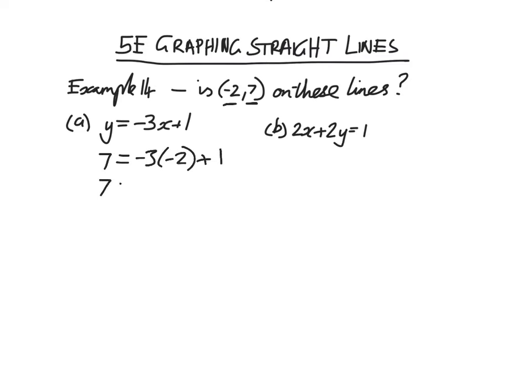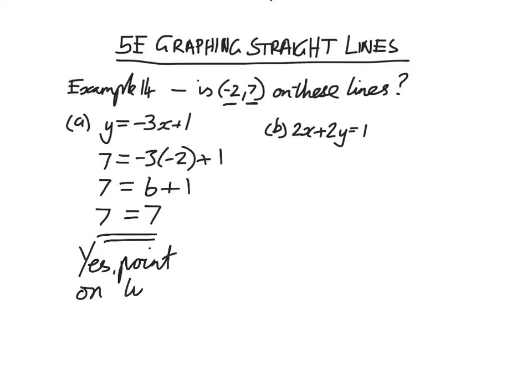On this side we've got 7, and we'll compute what's minus 3 times minus 2. Minus times a minus is a positive, so that should be 6. And we've got 6 plus 1, and you can see that, yes, it will be true. So 7 does equal 7. And so, yes, the point is on the line. Point, I'm just going to summarize this, on line.